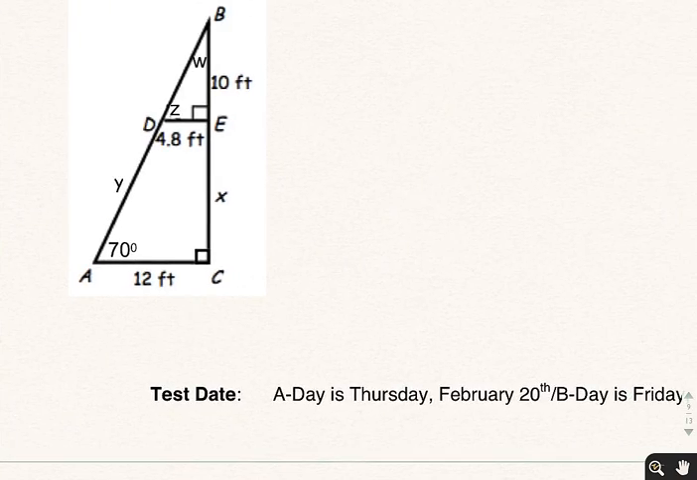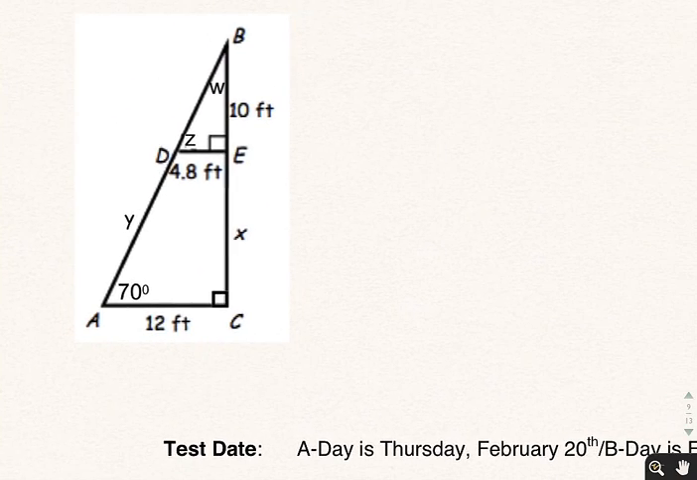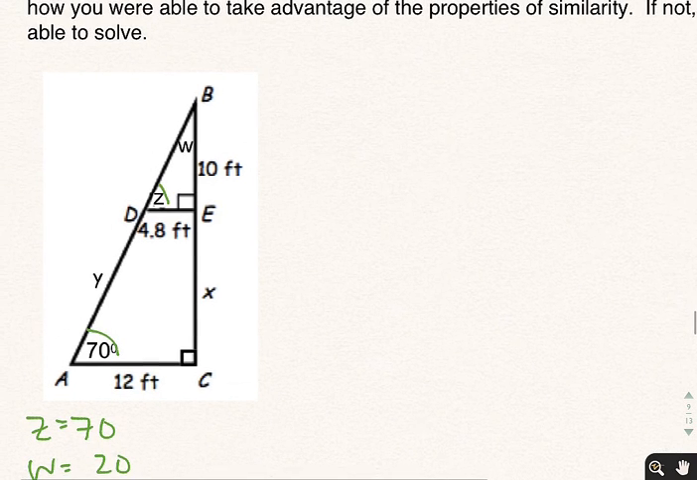And again, I think I'm gonna do the easy stuff first, which is the angles. So if I have a 70 here, that means Z has to be 70. And if I have 70 and 90, that'd be what, 160? 70, 90, 160, which means W has to be 20. Okay, because 160 and 20 make that 180. So that's the easy part out of the way. Now solve for side lengths.